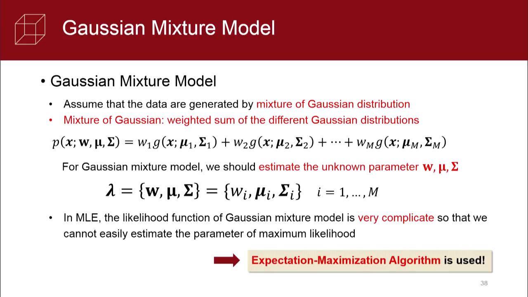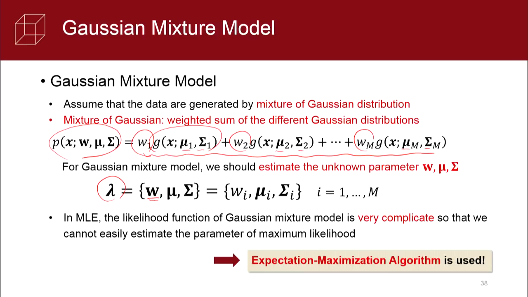So assume that the data are generated by the mixture of the Gaussian distribution. Okay? The mixture of the Gaussian distribution is expressed by the linear combination of the Gaussian distributions. So we have the parameters for each Gaussian distribution, mu and sigma, right? And we also have the weight for each Gaussian distribution. So we have one more parameter, right? I would say lambda is the parameters of the mixture of the Gaussians.